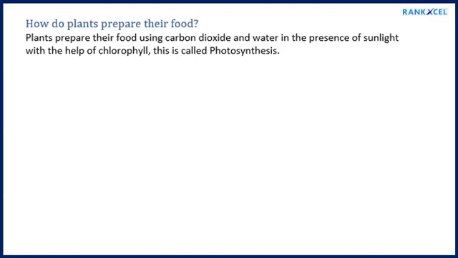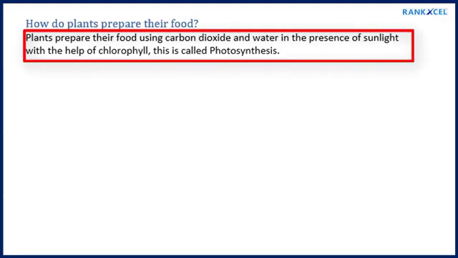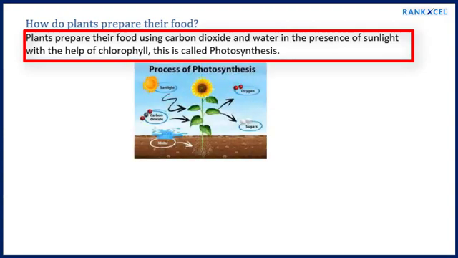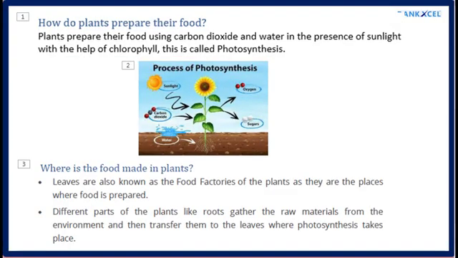How do plants prepare their food? Plants prepare their food using carbon dioxide and water in the presence of sunlight with the help of chlorophyll. This is called photosynthesis. Where is the food made in plants?